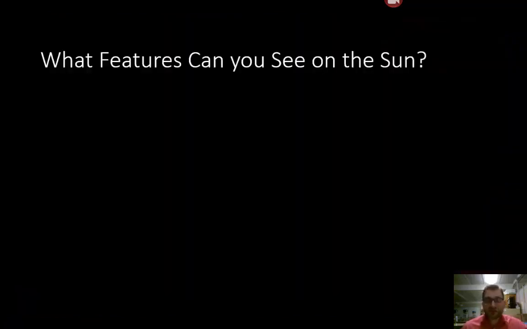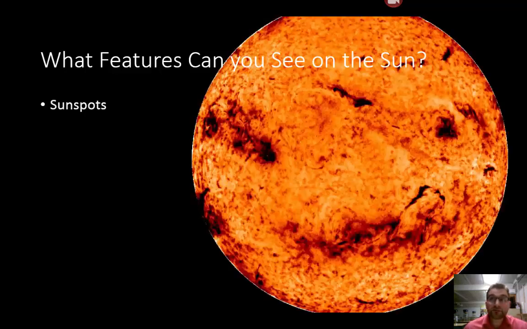So what features can you see on the sun? For hundreds of years, scientists have used special telescopes to study the sun. They have spotted a variety of features on the sun's surface. Features on or just above the sun's surface include sunspots, prominences, and solar flares.